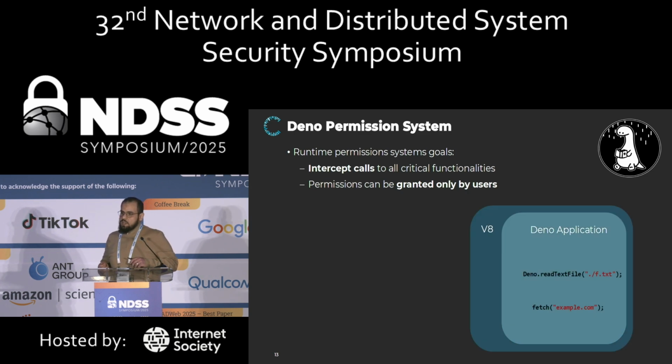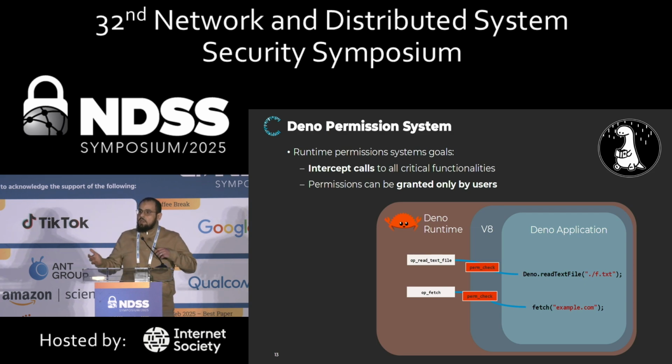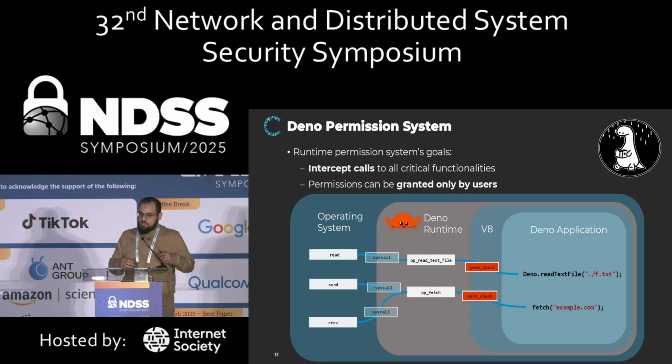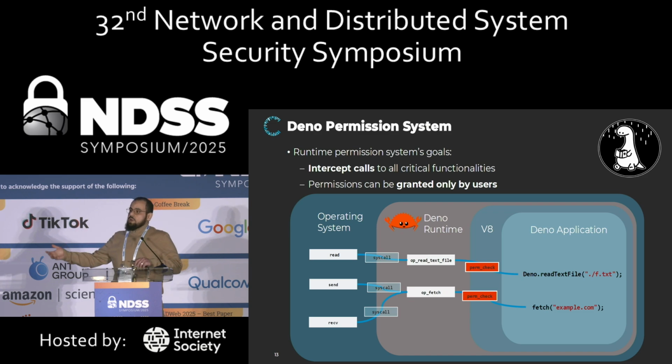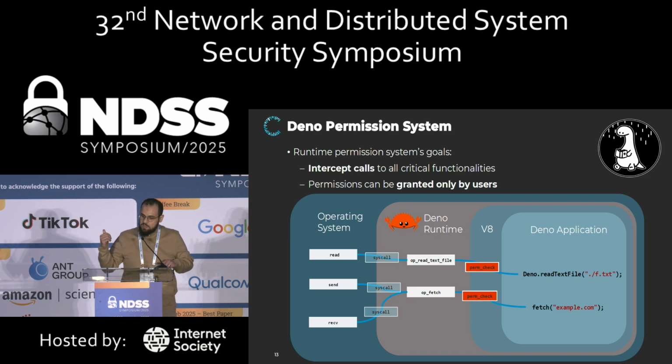The V8 engine forwards these instructions via permission checks to the Deno runtime, and the Deno runtime forwards these requests to the user to accept or deny. If the user accepts these permissions, the Deno runtime forwards these to the system calls, and therefore the operation will continue. Otherwise, the permission system will terminate the execution and the code will terminate.